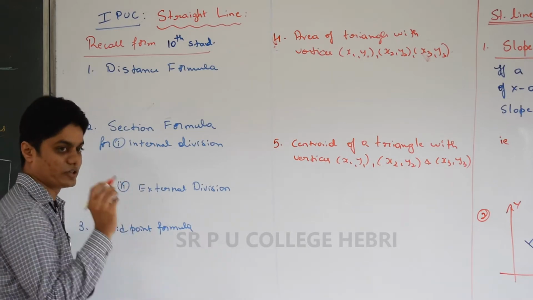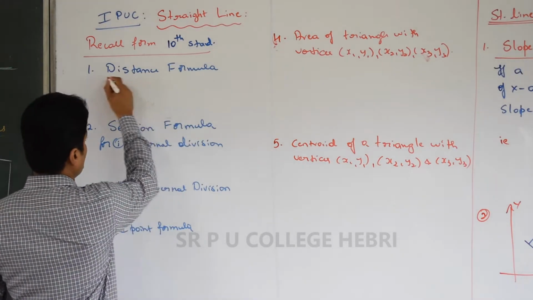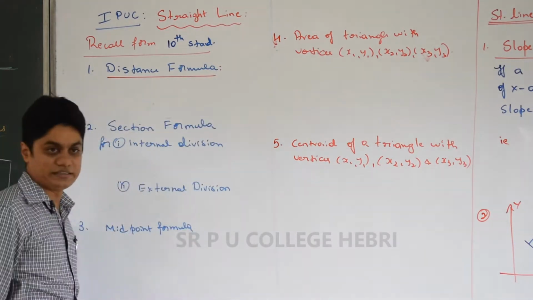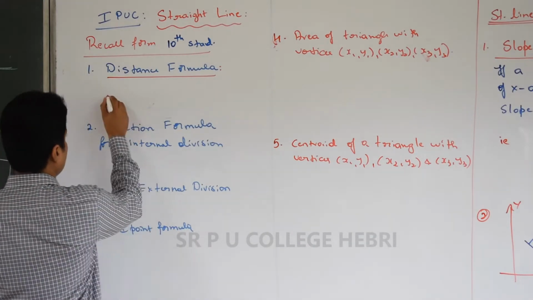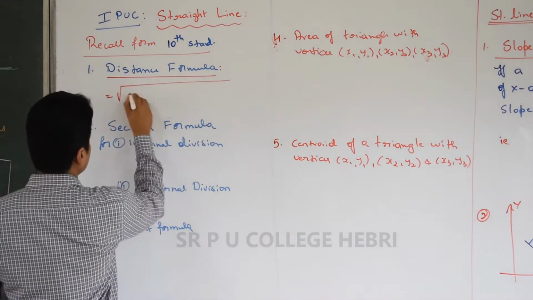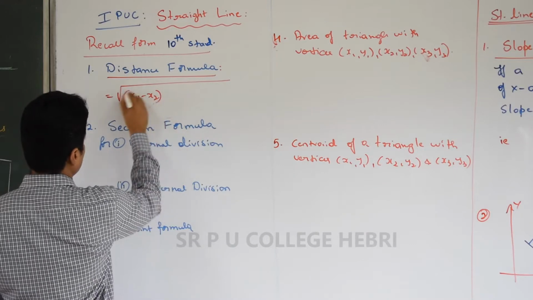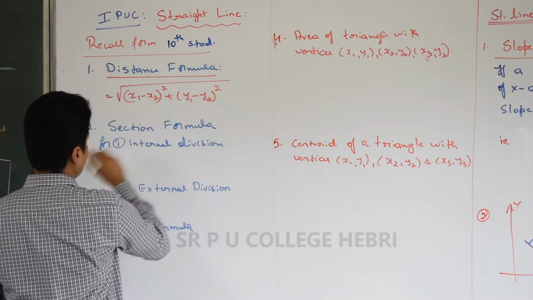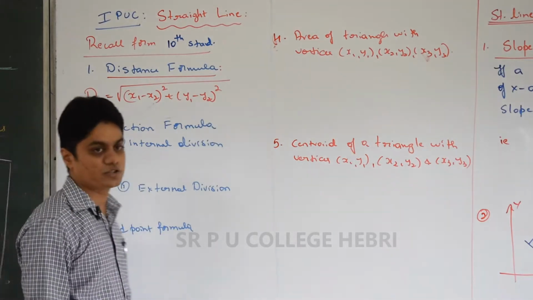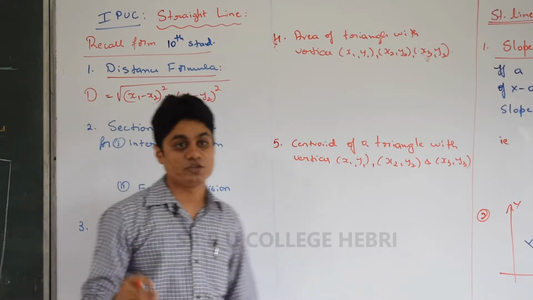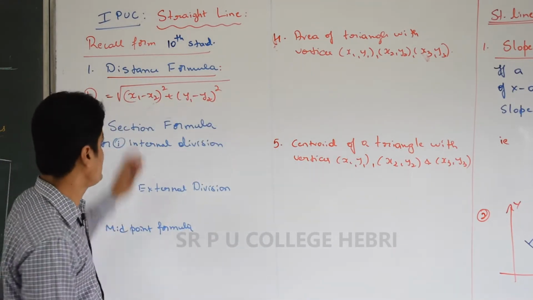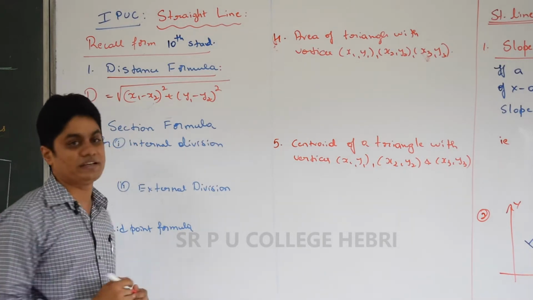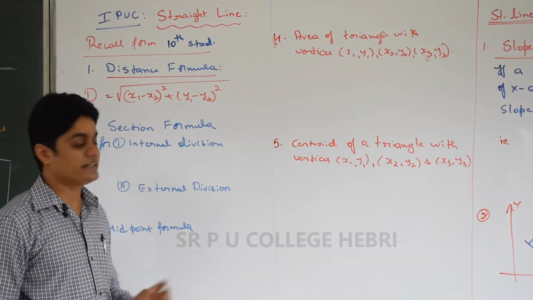So let me start directly with the distance formula. What is the distance formula? The distance between the 2 points x1, y1 and x2, y2 is the square root of x1 minus x2 whole square plus y1 minus y2 whole square. So don't get confused, okay?